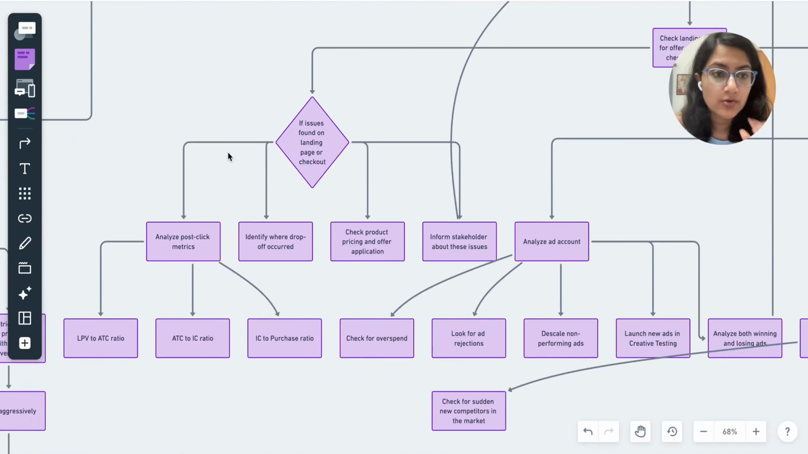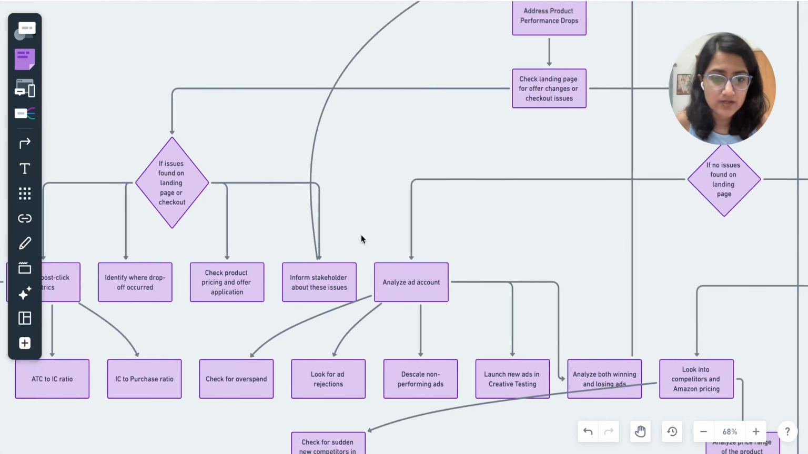So the moment you are looking into that, you can look into pricing changes and offer applications, but also look into whether there is a sudden emergence of any particular new competitor. Is there suddenly any kind of negative comment on the particular winning ad of your winning product? Or has any particular content creator or influencer mentioned something about your product? So go ahead and review these metrics and inform your stakeholders.